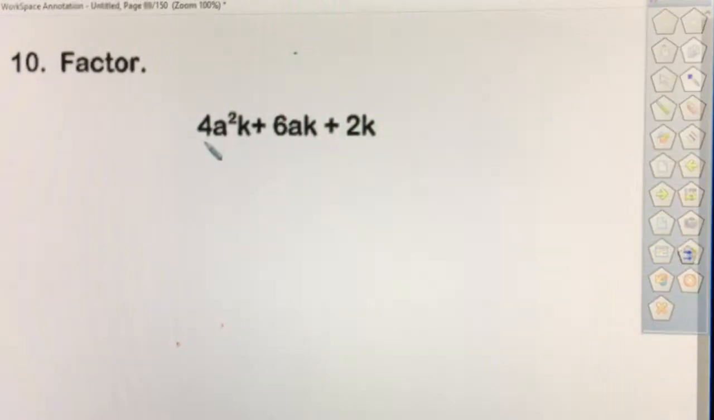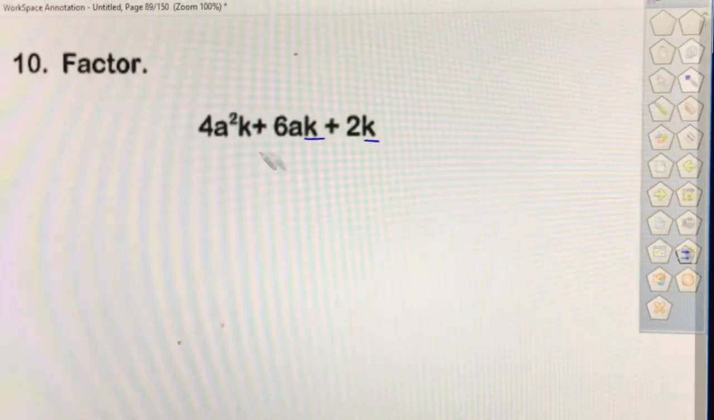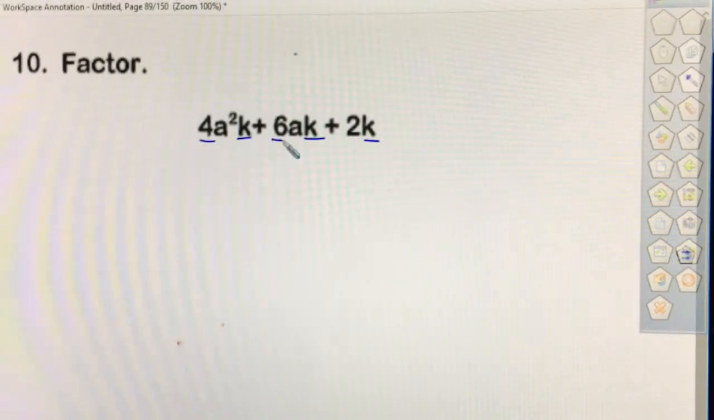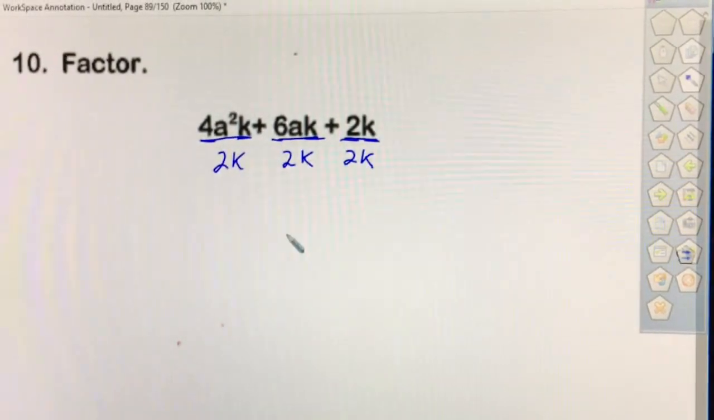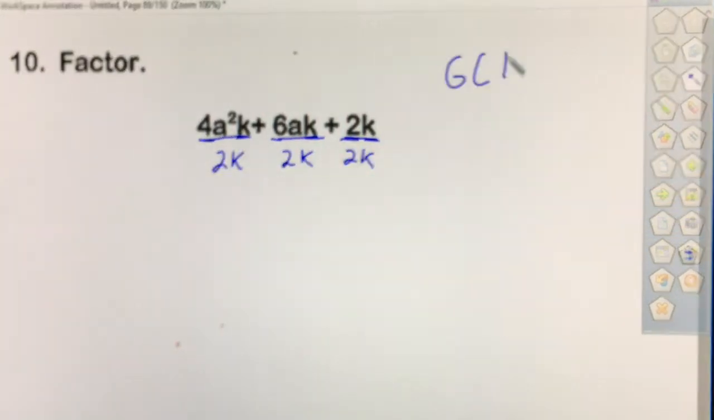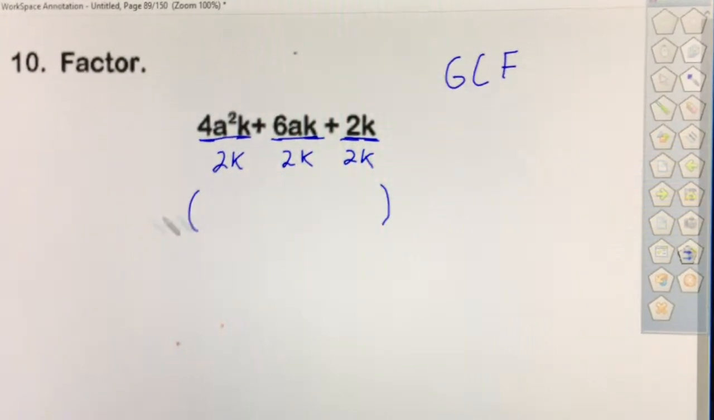Now to factor. I notice right away I have two letters, and there's a k in the back, a k here, and a k here, only one k each time. I also notice that each of these numbers are even, so I'm going to divide each term by a 2k. That's called the GCF. Some people can see it, some people can't. Usually the last term has something that goes into everything if it's factorable, if it has a GCF, the greatest common factor. Once I do this, I'm going to put that 2k out front.